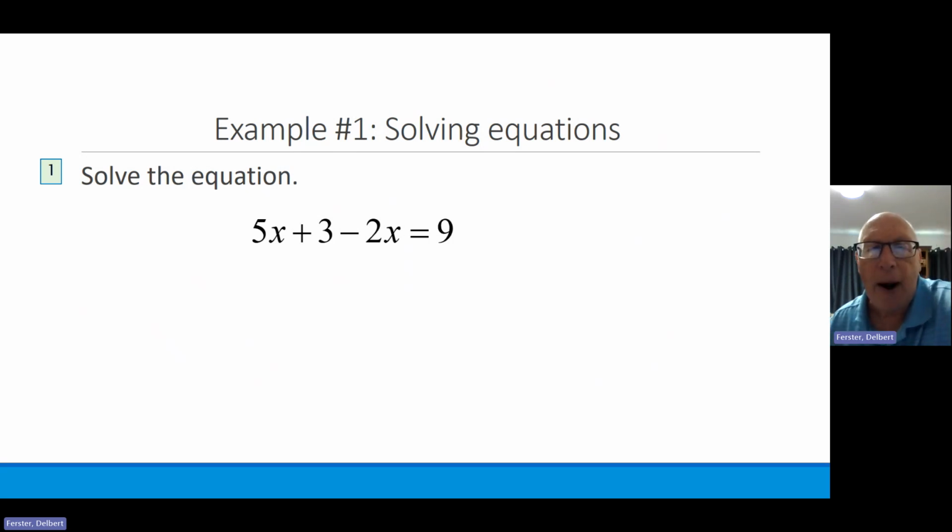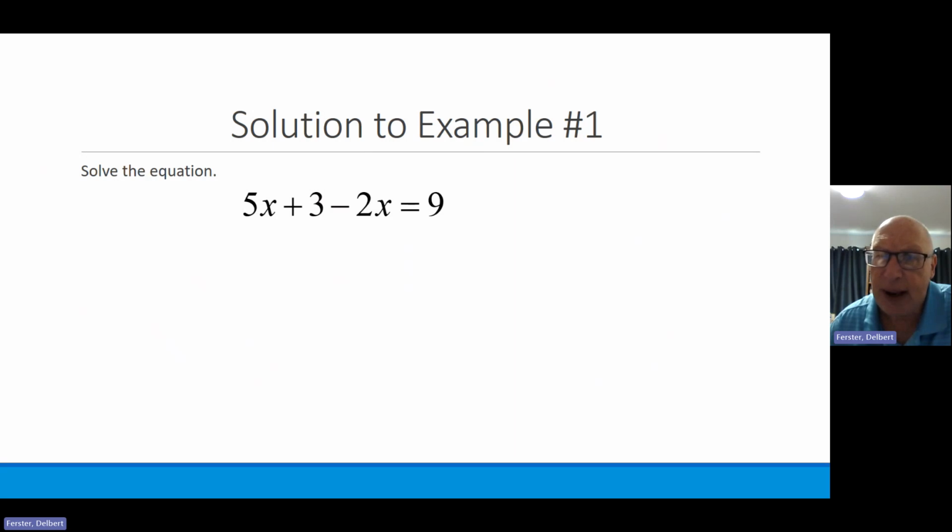First example's up and firing. Looks like all we've got is an opportunity to combine some terms on the left side. So we'll add the 5x and the negative 2x, and that gets us to the first step of this solution. And then really all that remains is to move the 3 out of our way.